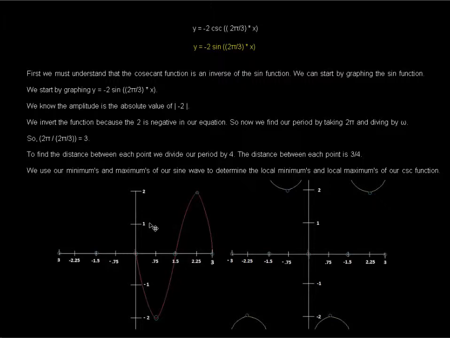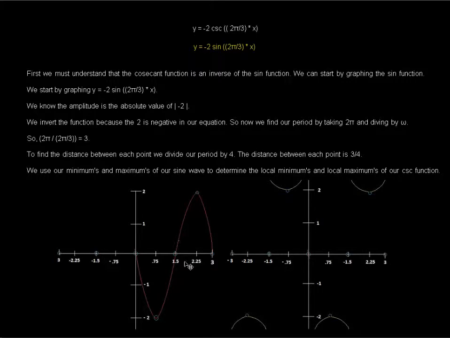The range of our function we now know. It's between -2 and 2, and our domain is all real numbers for our sine function. Now we find our period. T equals 2π over ω, which is shown here 2π over 2π/3, and we get 3 for our answer.